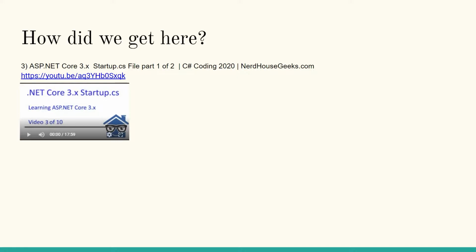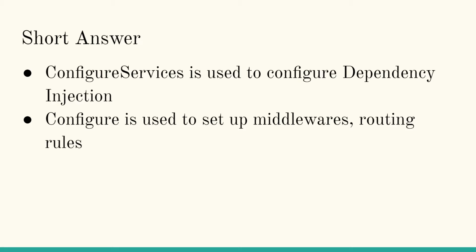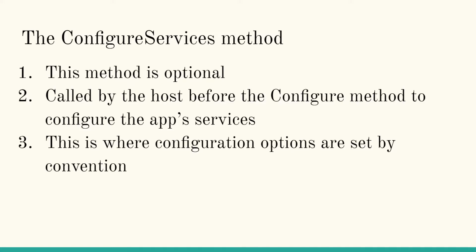And between these videos, I break up part 1 being about the configure method and part 2 being about the ConfigureServices method. So, what is the difference between ConfigureServices and the configure method? Short answer, the ConfigureServices is used to configure dependency injection, and the configure method is used to set up middleware and different routing rules. Our primary focus is going to be on the ConfigureServices method, but they kind of work in tandem. So the ConfigureServices method, here are 3 important points you have to know about it.